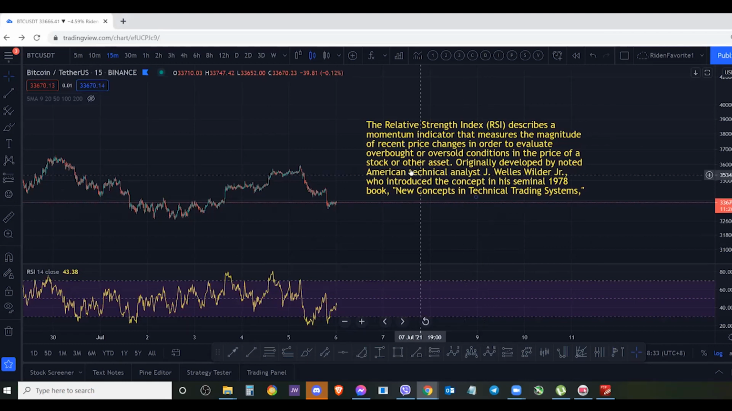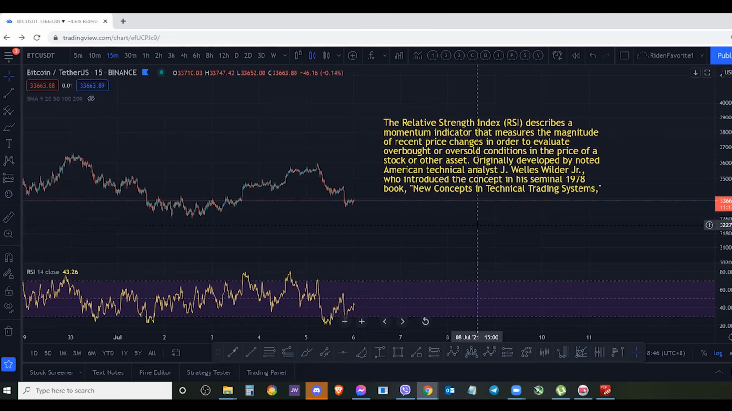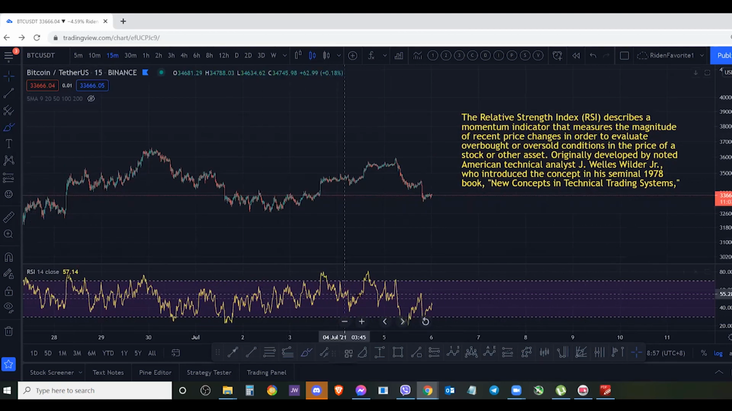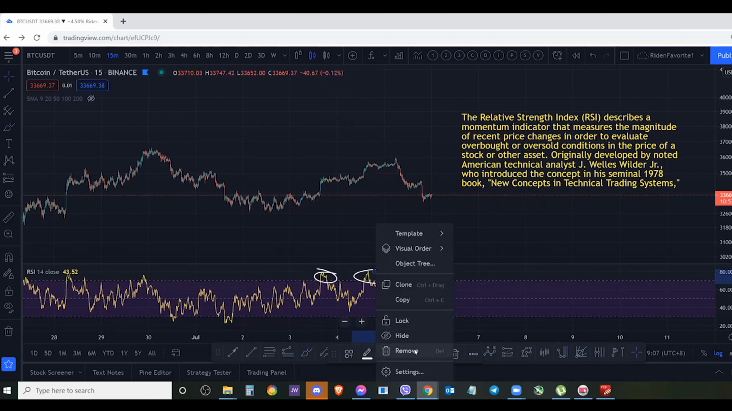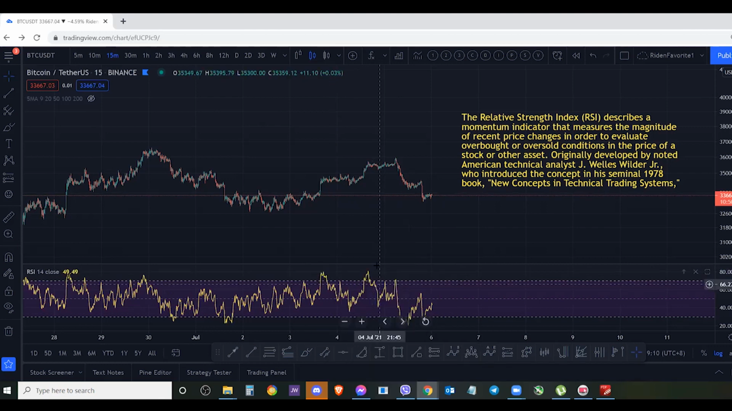This is a momentum indicator that measures the magnitude of recent price changes in order to evaluate the overbought and oversold condition in the price of a stock or market. This was originally developed by J. Wells Wilder Jr. in his 1978 book, New Concepts in Technical Trading. Technically speaking, this is the RSI, and here we have the overbought area and the oversold area. We'll discuss it later in a more in-depth discussion.